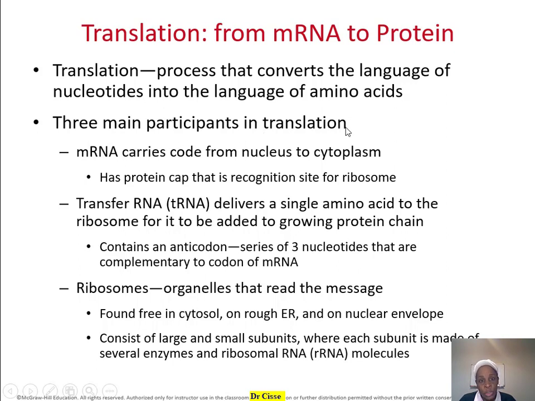Three main participants in translation. The mRNA itself that carries the code from the nucleus to the cytoplasm. This is like our recipe copy. Then a tRNA, called transfer RNA, has to deliver a single amino acid to the ribosome, which is the oven. So the amino acids will be the ingredients to make the proteins. Then the ribosome is the organelle, the machine that has to read the message, that has to translate. It's like the oven has to change the dough into a cake.